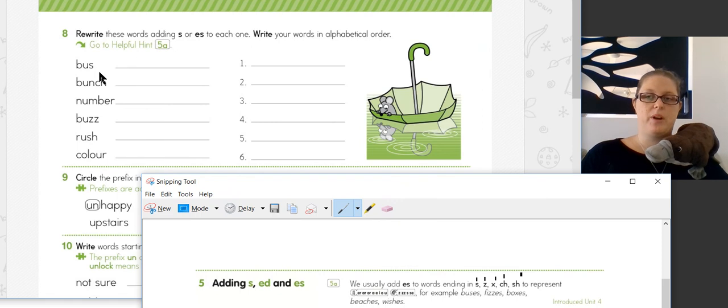Alright, we have the word bus. Bus ends with the S. Let's check if that's one of our letters. Yep, it is. So we will need to add ES to turn it into a plural word, buses. So we're going to write BUS for bus and add ES to the end.